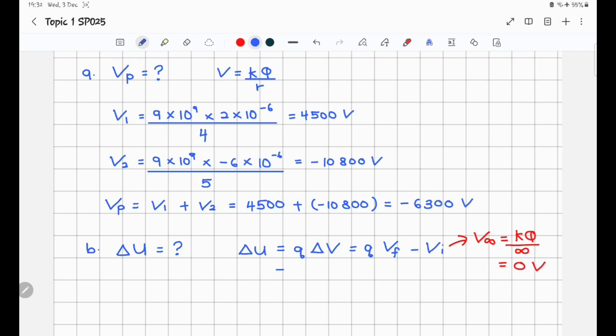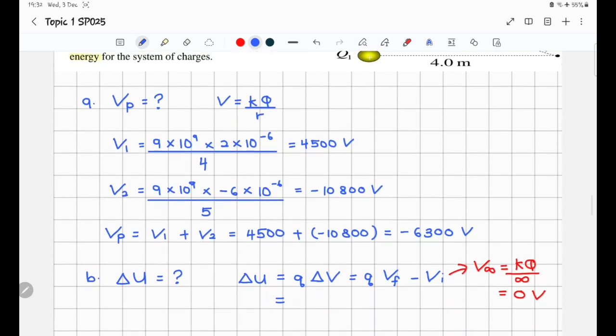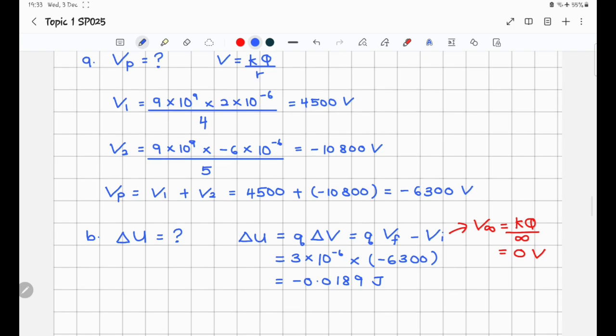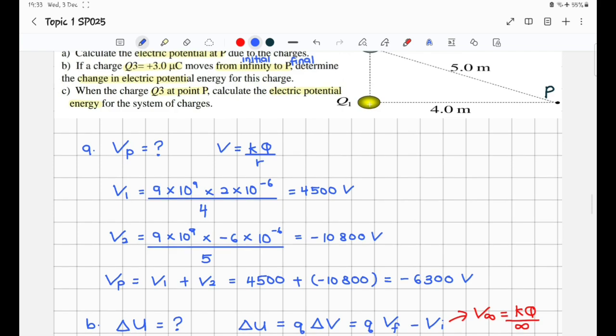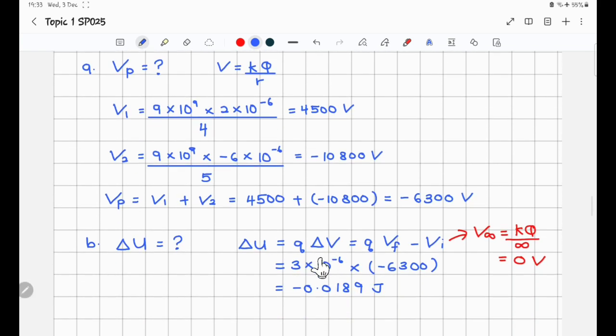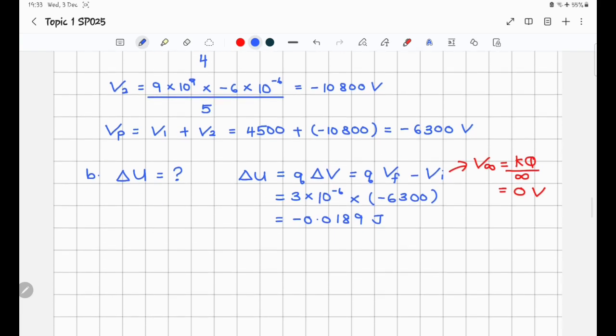Okay, so to obtain the change in potential energy, we substitute the charge that is moved from infinity, multiply with V final, which is at point P. So do the substitution and calculate to obtain the answer for the change in potential energy. Okay, so we get negative 0.0189 joule.